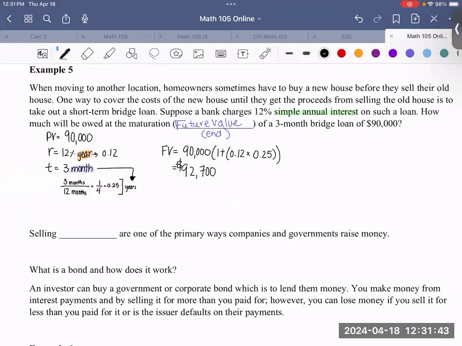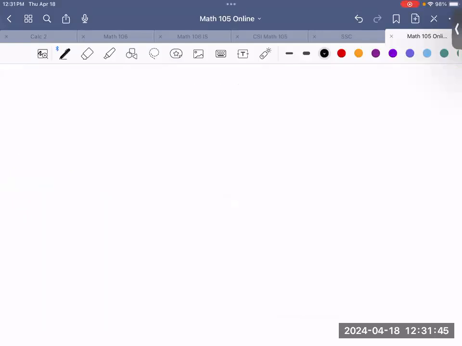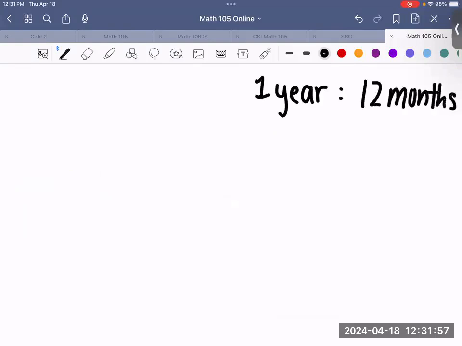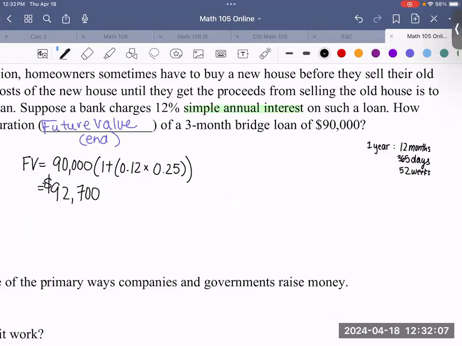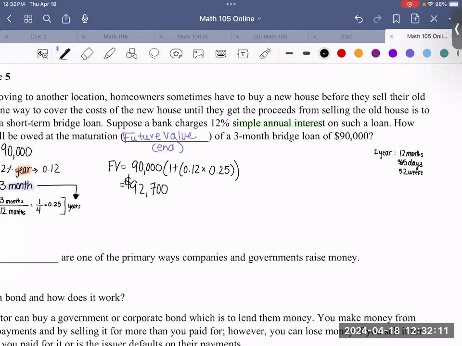Okay. A couple things just to note in case they are in different contexts again. There are in 1 year, there are 12 months, there are 365 days, and 52 weeks. Those are the ones you're going to see most often. So we just need to make that conversion in case you see it.